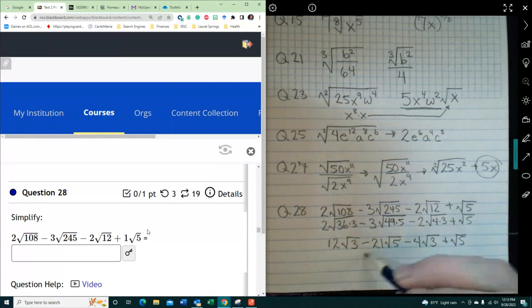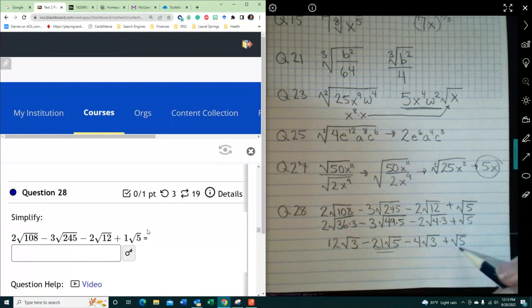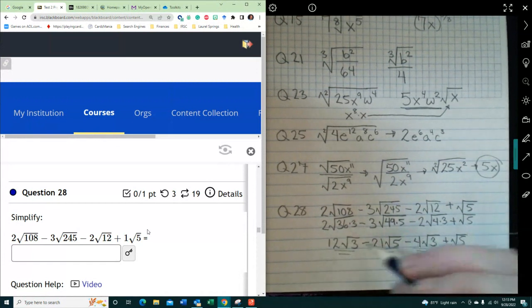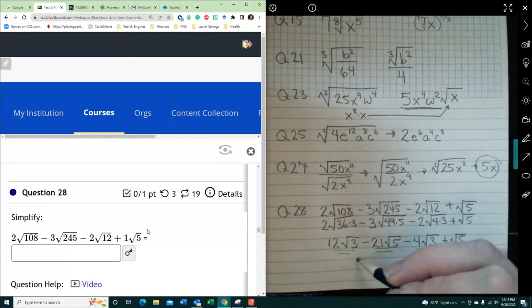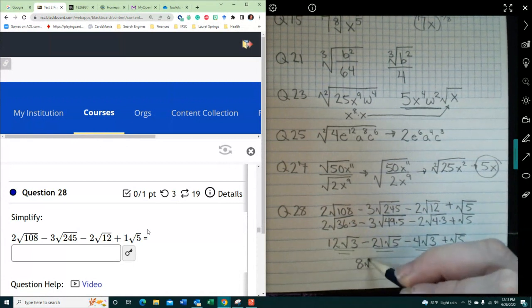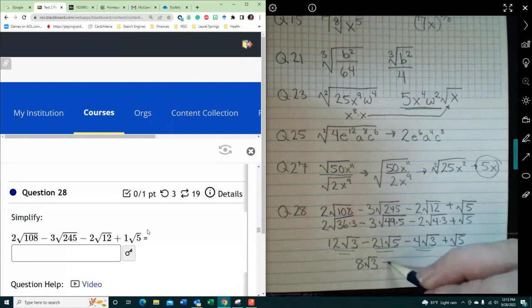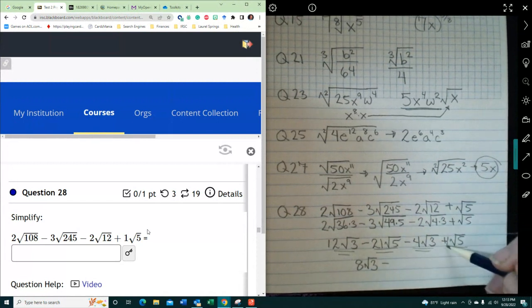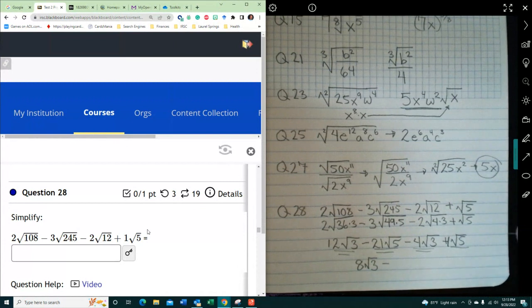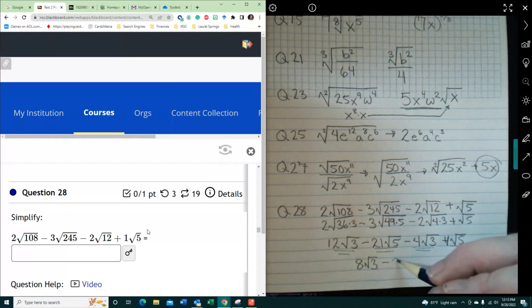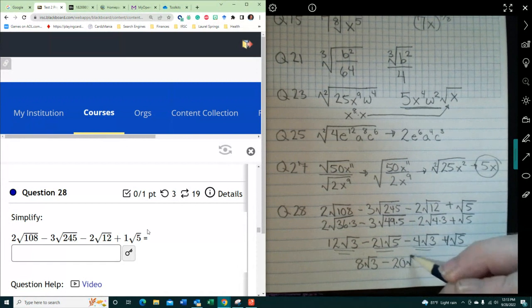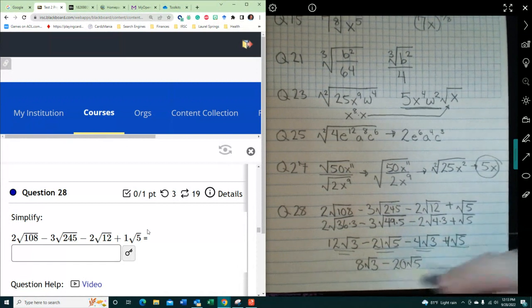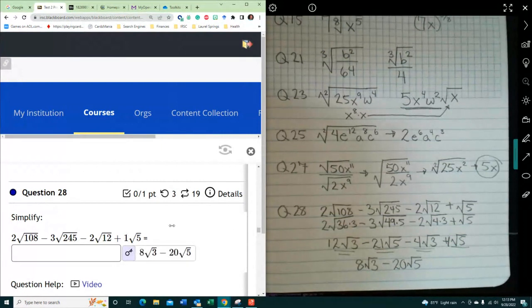Now with radicals, they have to be the same in order to add them together. So these two are going to add together, and these two are going to add together. So then 12 minus 4 is 8 radical 3. And then negative 21, add 1, because that's what's understood to be here, and that's why they put it in the problem. So that's going to give you negative 20 radical 5. And there's nothing else you could do with the radicals. You leave them alone. And there's our answer.